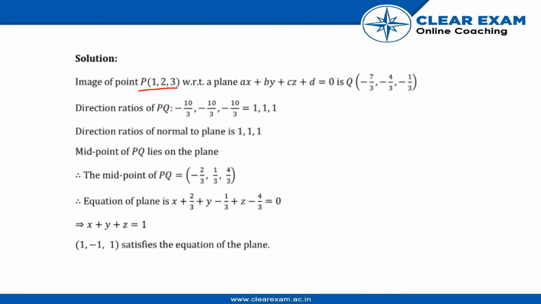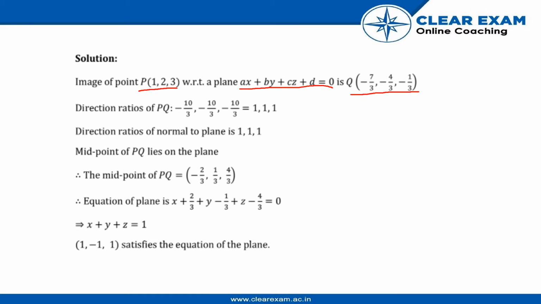Now suppose we assume that the plane is ax + by + cz + d = 0. This is the assumed equation of the plane. And the image of this point P with respect to the plane is Q, which is given to us, which is (-7/3, -4/3, -1/3).